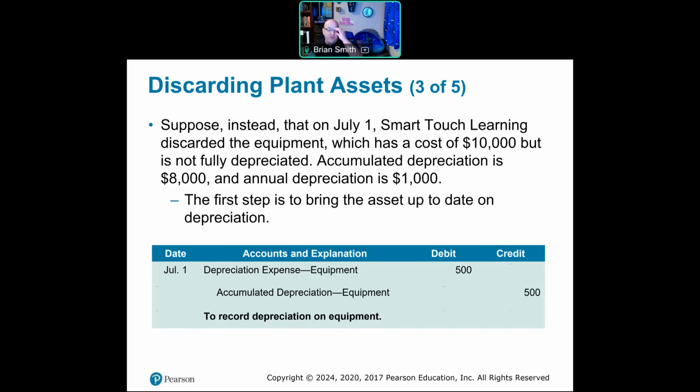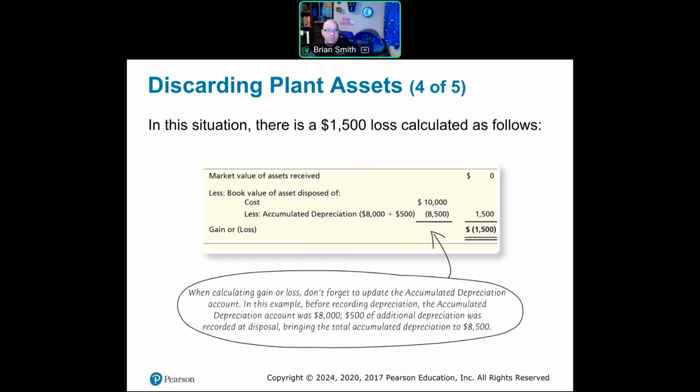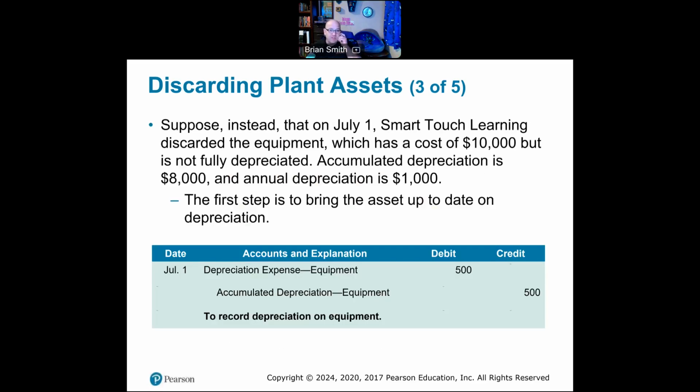But what happens if it's not the same amount? What happens if we actually sell it? Before we discard it, we bring it up to date on the depreciation. Suppose we discard the equipment on July 1st. The equipment costs 10,000, but is not fully depreciated. Accumulated depreciation is 8,000, and annual depreciation is 1,000. First step, update the depreciation.